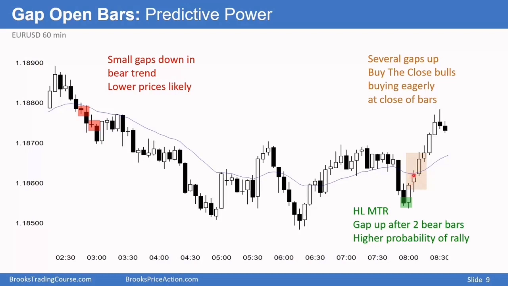Because as soon as traders saw the bull close, they thought the market was going higher. Everybody hit buy the market. And with so many buy orders, the market opened above that close. So a buy the close bull trend with gaps up. The market's probably going at least a little bit higher. If you're looking to swing trade, you can buy, and bull scalpers will buy as well, confident that the probability is high that the market's going to go at least a little bit higher.